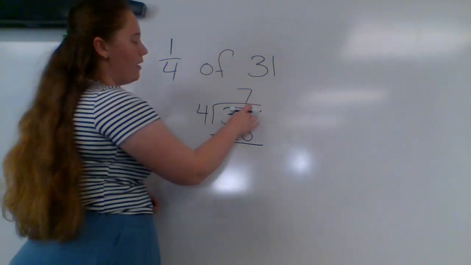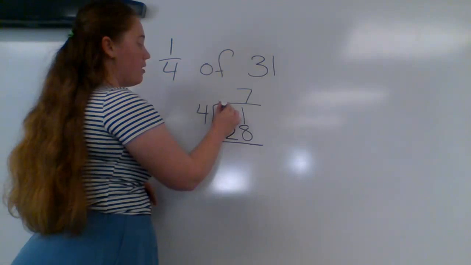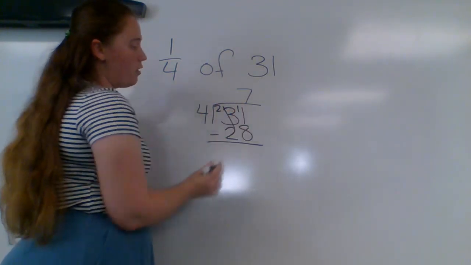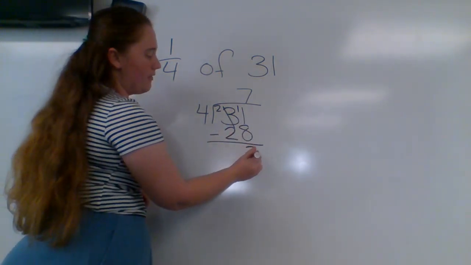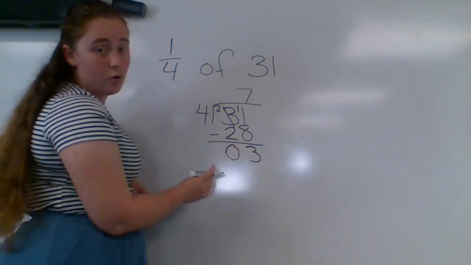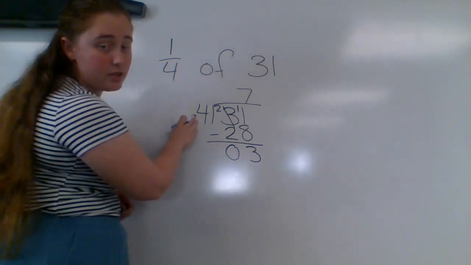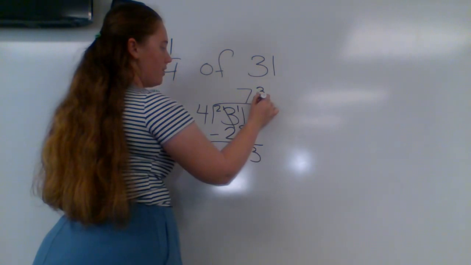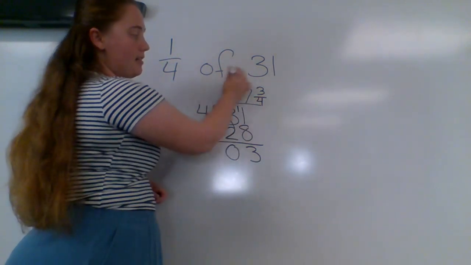Okay? 1 minus 8. We can't do 1 minus 8, so we're going to have to borrow. 3 is going to become 2. 1 is going to go over here, so now this is 11 minus 8. We know 11 minus 8 is 3, and 2 minus 2, of course, is 0. 3 is smaller than 4, so my fraction over here is going to be 3/4, and that is my answer.